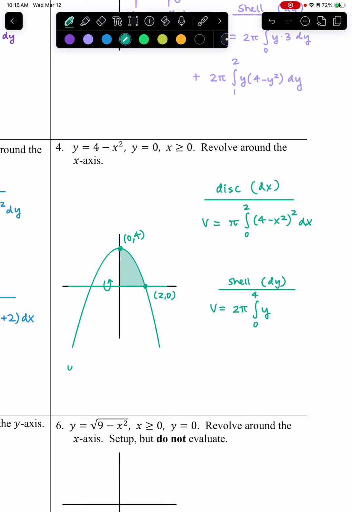So y minus 4 equals negative x squared. Let's flip-flop these, so x squared is equal to 4 minus y. So x is equal to the square root of 4 minus y. All right, so 4 minus y dy.